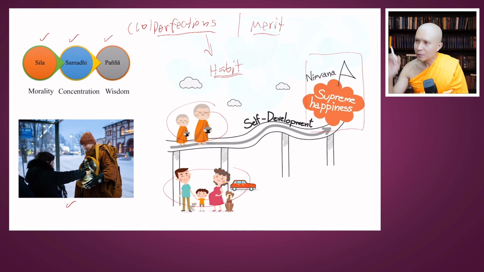Don't just say, oh, I know merit is good, offering is good, meditation is good, but I'll do it once a month, I'll do it whenever I am free. That's what most people usually do, right? Okay, I'll do it later. I know it's good. That's called careless. So be careful.